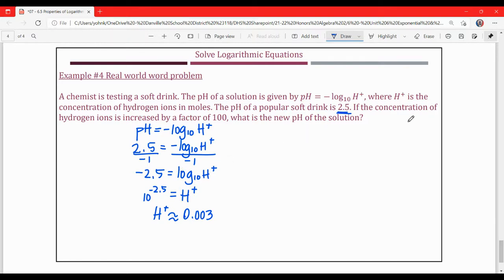Now, if the concentration is increased by a factor of 100, so times it by 100, that gives you 0.3. I want to know what the pH level is. So we take this and go back to our equation and do negative log base 10 of 0.3. If I type this into the calculator, I get 0.5. So the new pH is 0.5.